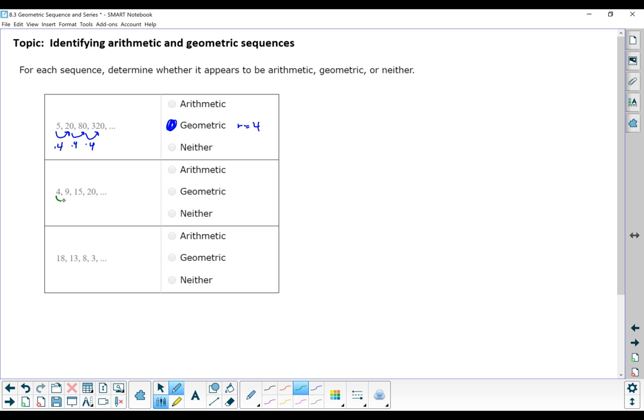The next one down goes from 4 to 9 to 15. It's not timesing, but it doesn't look like adding works either, because it's not the same each time. We have this 6 that's different. So that would be neither arithmetic or geometric. And then at the bottom, let's see, it goes from 18 to 13, from 13 to 8, from 8 to 3. It looks like we're subtracting 5 each time. So that would be arithmetic with a common difference of -5.